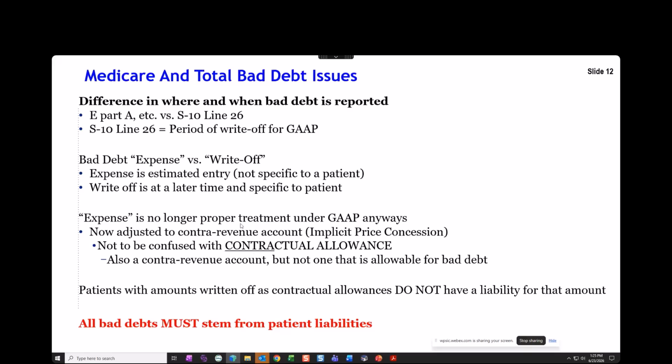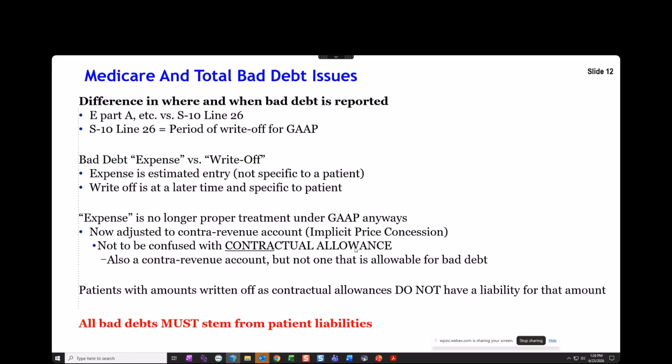Now, there are other contra revenue accounts that we see in hospitals, specifically a contractual allowance or contractual adjustment. And it's a different thing. Yes, they're both contra revenue accounts, but the big difference is with a contractual allowance, there was a negotiation between the hospital and the insurance company as to what would be accepted as the payment rate for this particular claim, for this service.